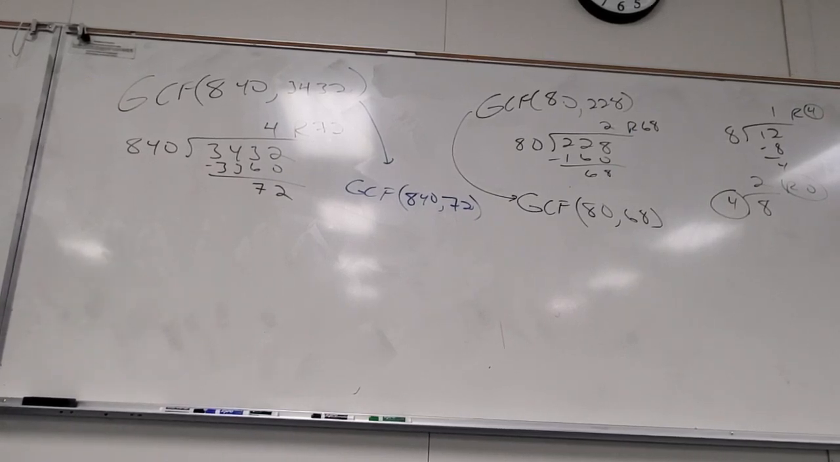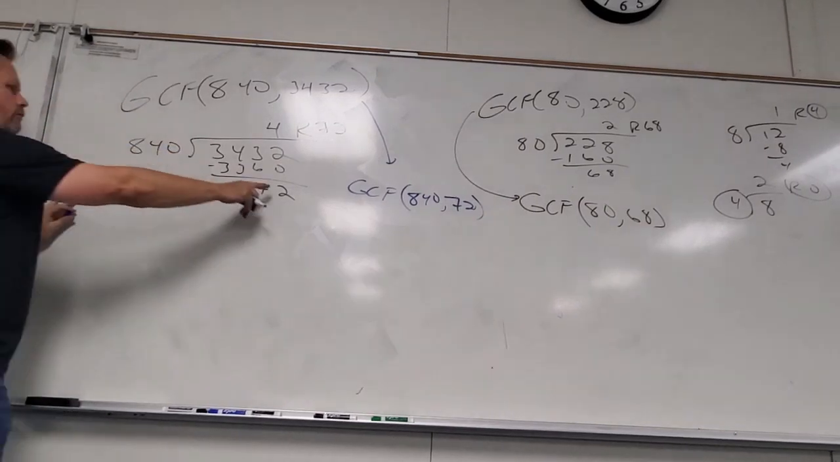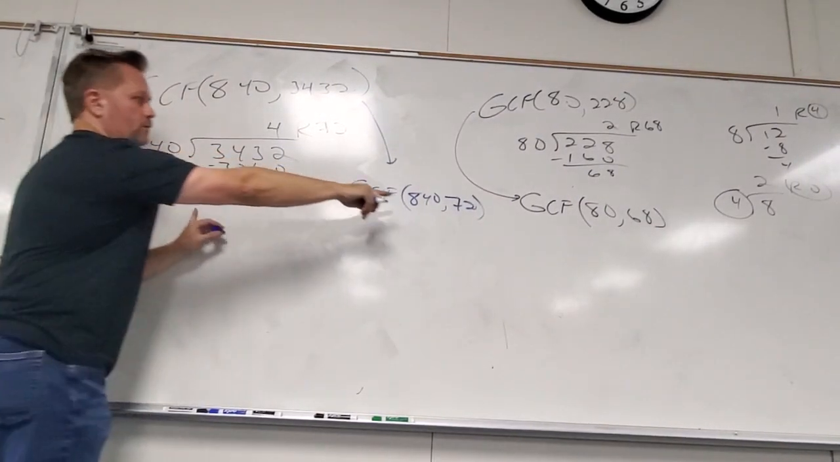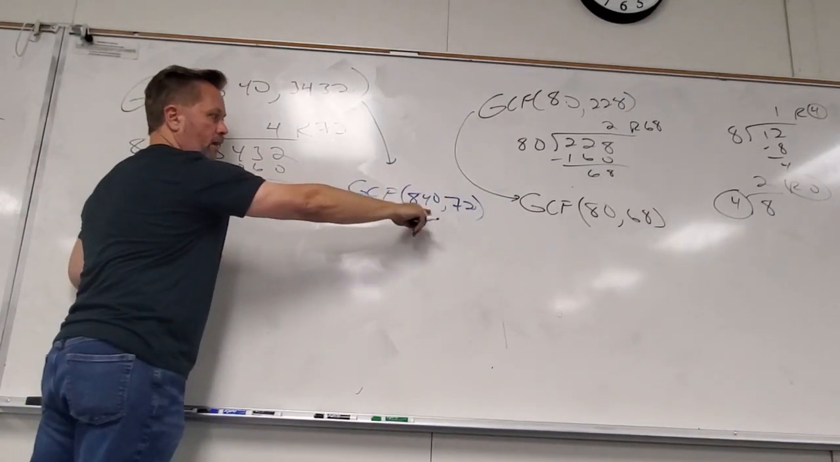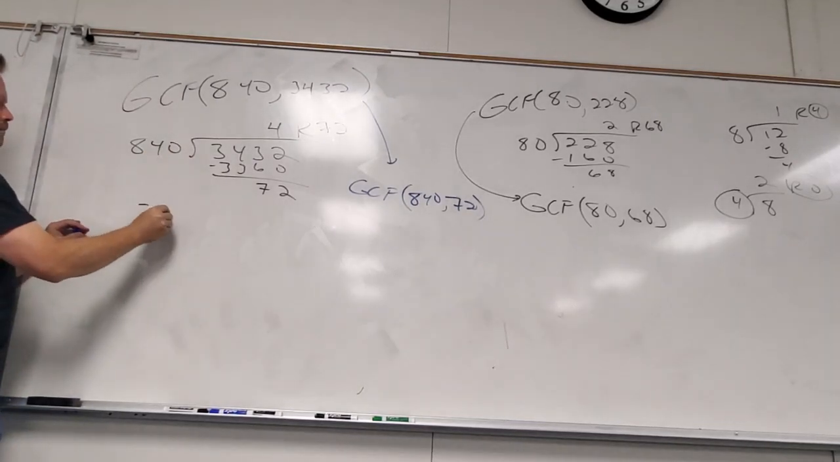But I can kind of shortcut this. I don't even have to write that. So I could take the remainder and just redo the process as if this was the original problem. If this was the original problem, wouldn't I divide 72? So I can take the remainder and divide it into him.